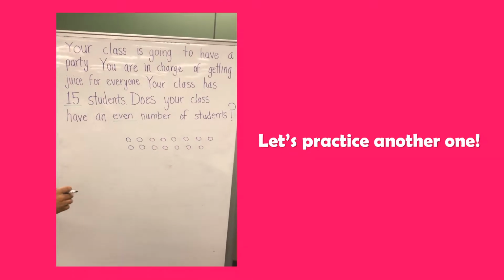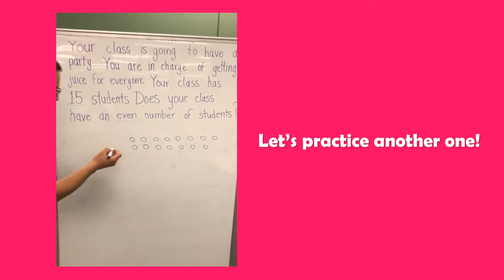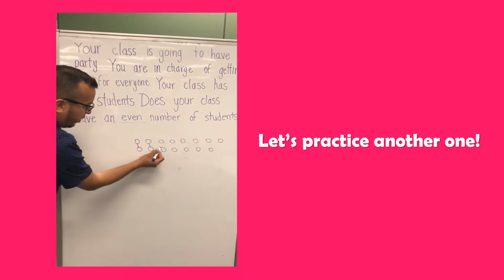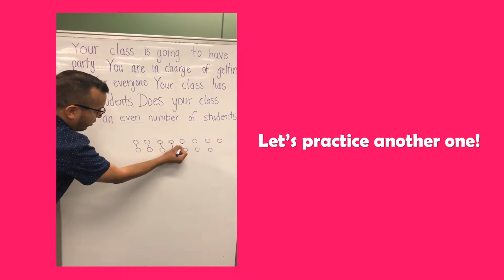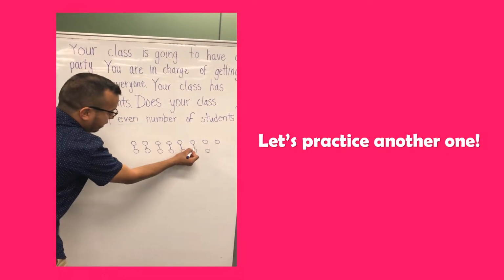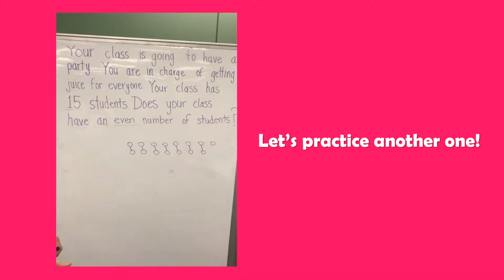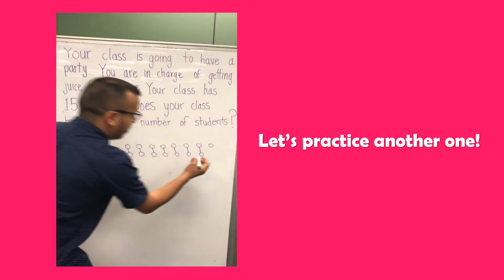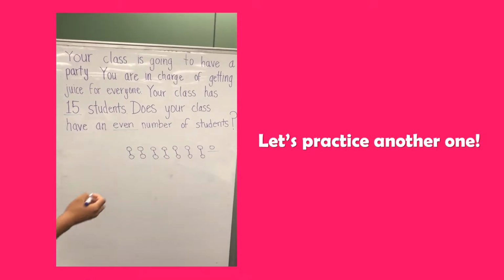So let's figure out if we have an even number of students by making pairs. 1 pair, 2 pairs, 3 pairs, 4 pairs, 5 pairs, 6 pairs, 7 pairs. Oh no! We have one student left out, which means that we have an odd number of students.